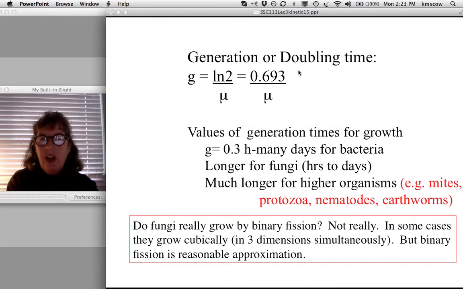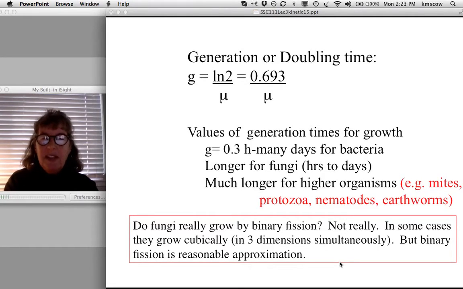This rapid generation time of bacteria makes them really plastic in the sense of being able to respond to environmental conditions, and because there will always be selective pressure, there's always great potential, because you're going through so many generations so fast, for new traits to arise in the populations, new abilities to show up. Okay, do fungi really grow by binary fission? They don't really.